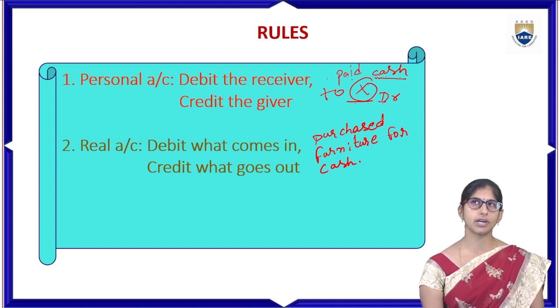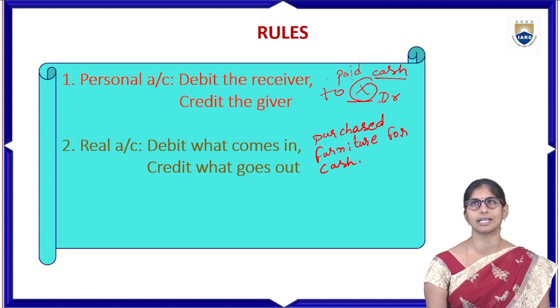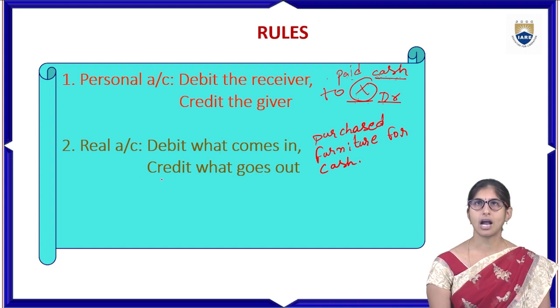First, we have to identify the important items in the transaction, that is X and cash. X we already identified, that is a personal account item. So we applied the rule and we got it is debit. And coming to cash, cash is a real account item, and for a real account item, debit what comes in, credit what goes out. Here, paid cash. That means cash has gone, cash is going out. So we have to credit that. So we got both debit and credit here.